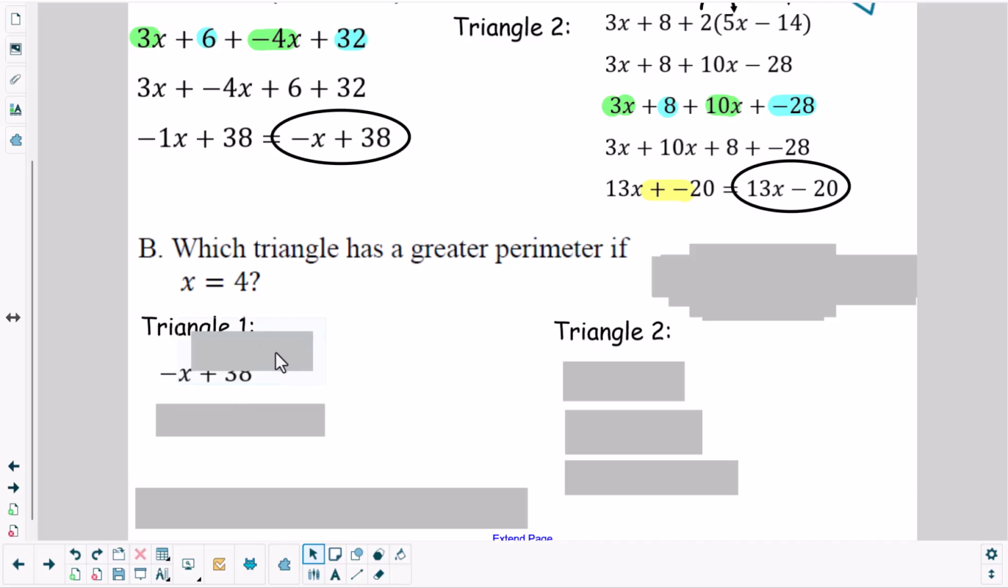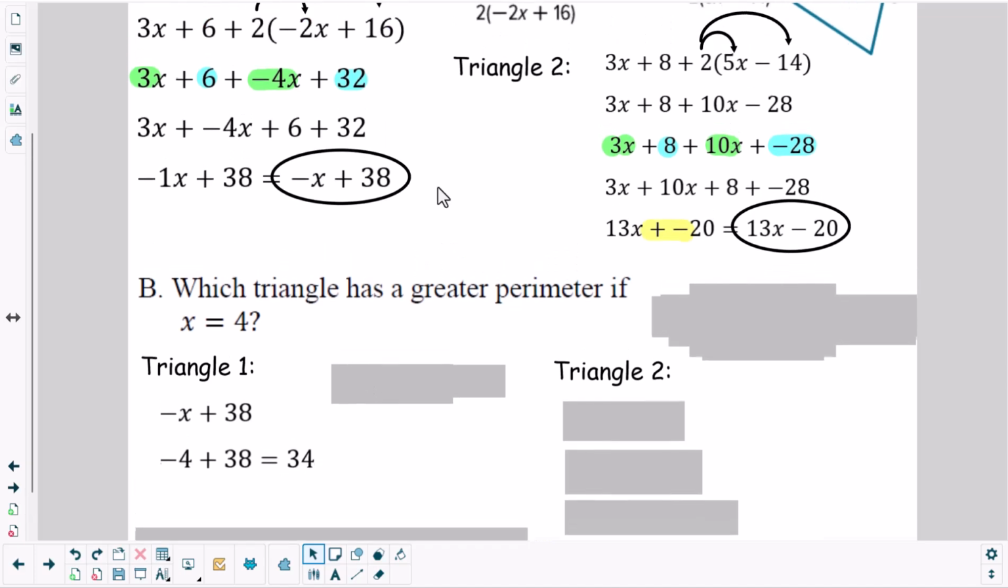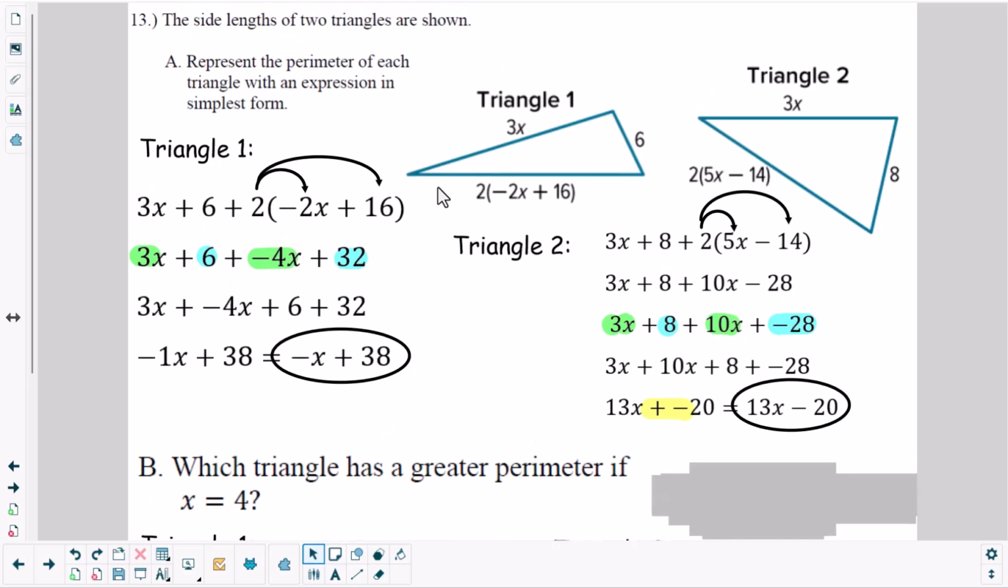So for triangle 1, that was this negative x plus 38. That's going to be negative 4 plus 38, which is 34. Now, you could also go back to the original triangle and replace x with 4 in each of these places to find the side length. So we know this side length is 6.